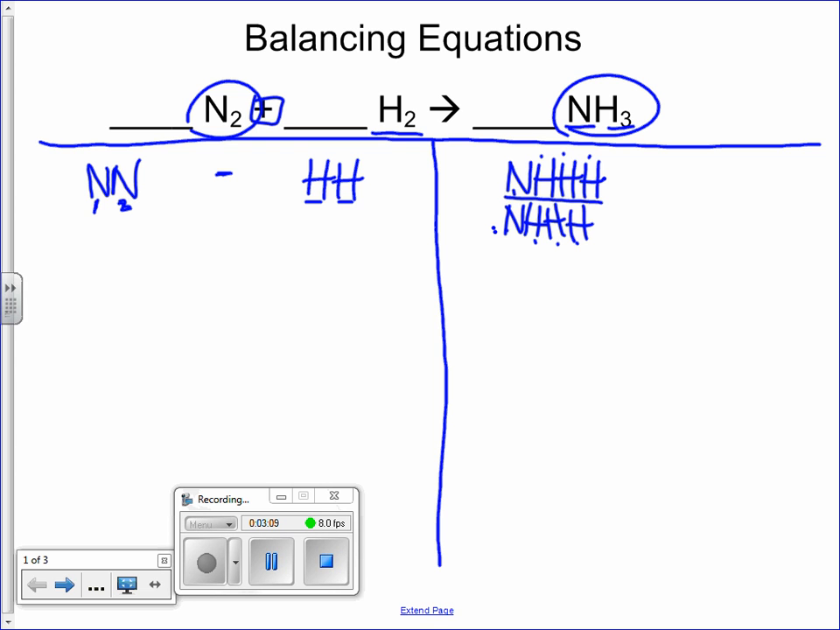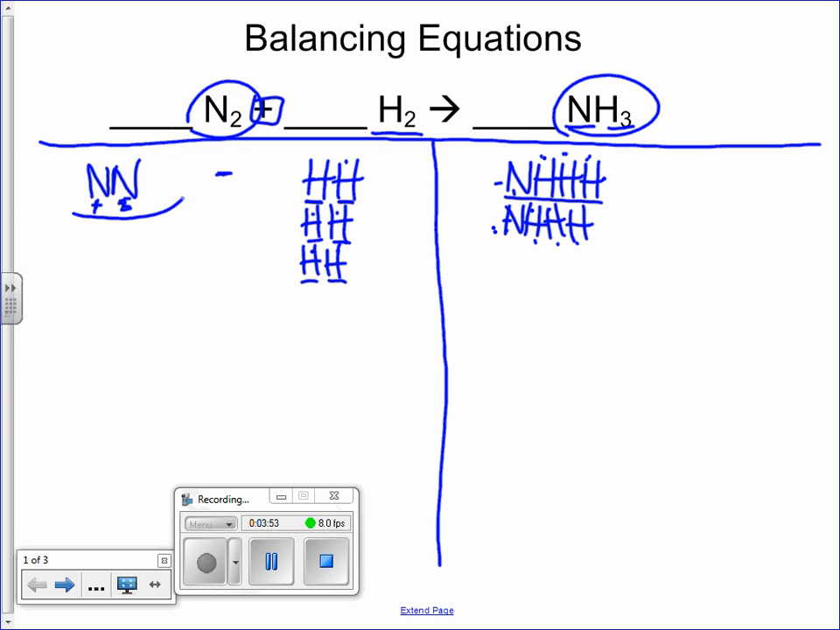Here I have 2, so I'm going to add 4 more. And notice, these are connected together. They have to stay together, and every time I add 1, I have to go to the next line. So here I have 1, 2, 3, 4, 5, 6 total. Before I think I'm done, I always go back and double check. I have 2 nitrogens, 2 nitrogens, 6 hydrogens, 6 hydrogens. So the work is complete, but I'm not done with my problem yet.